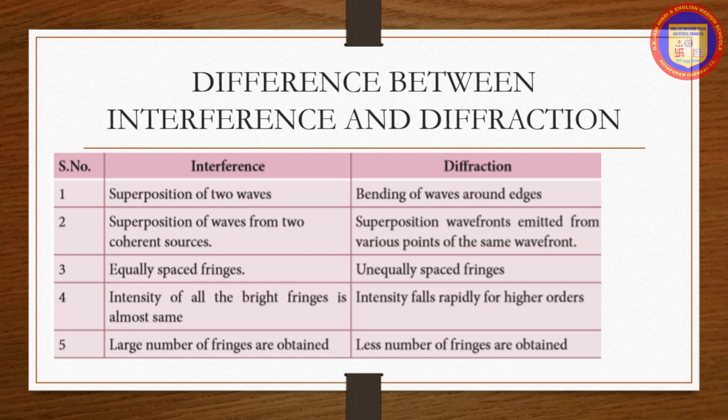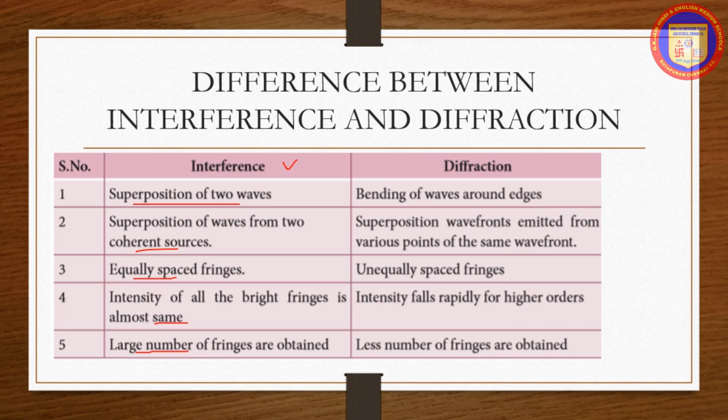First is interference. Interference is superposition of two waves. What is diffraction? Bending of waves around edges. Interference, superposition of waves from two coherent sources. They are equally spaced fringes. Intensity of all the bright fringes is almost same. Large number of fringes are obtained. These are the points for the interference.